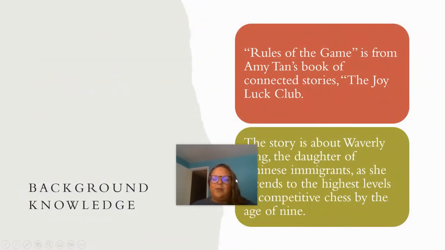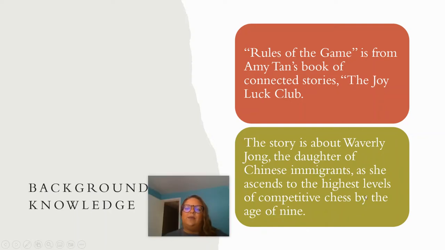Some background knowledge about our story: Rules of the Game is from Amy Tan's book of connected stories called The Joy Luck Club. Amy Tan is our author. The story is about Waverly Jong, the daughter of Chinese immigrants, as she ascends to the highest level of competitive chess by the age of 9.